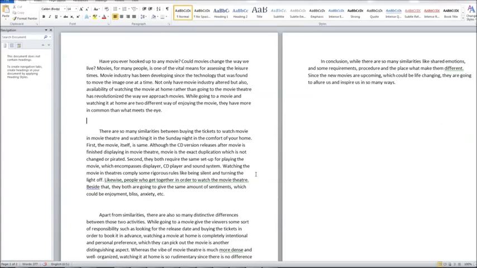In this essay I've used the block method. It generally starts with a hook sentence. Hook sentences are so important. They really bring the attention of the reader quickly and exponentially, and that's why I wanted to use a question instead of writing a general idea. So the first sentence is, have you ever been hooked on any movie? Could movies change the way we live?